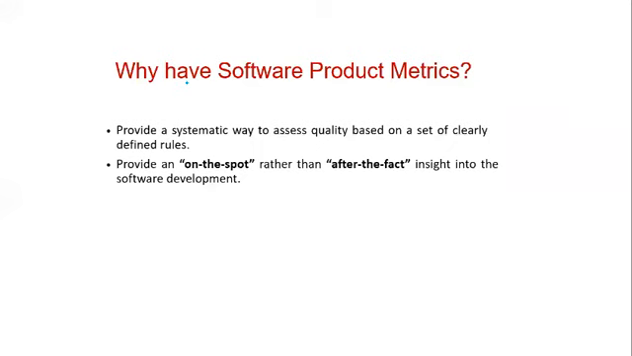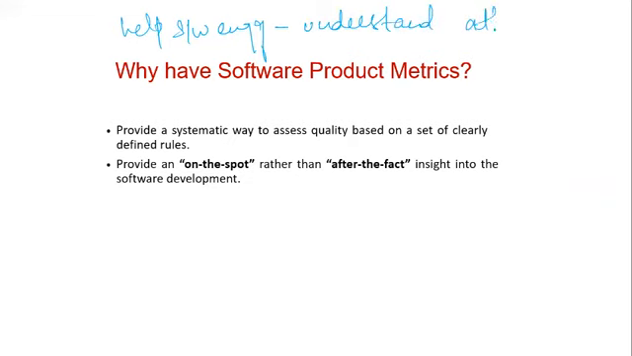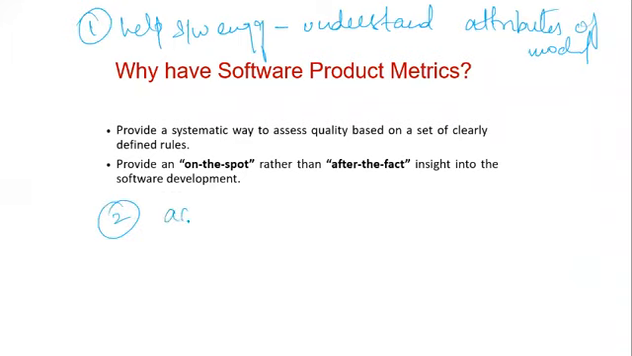Now, why do we have software product metrics? Software product metrics are going to help software engineers so that they can better understand the different attributes of the model. This is the first thing. And the second one is so that you can also assess the quality of your software.